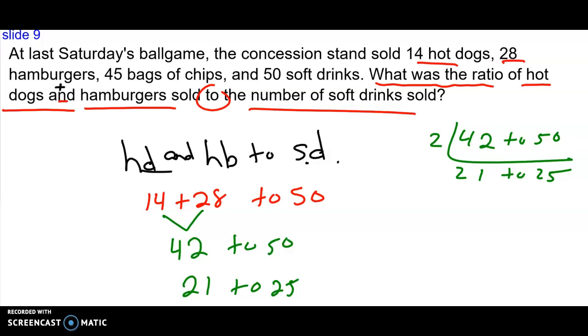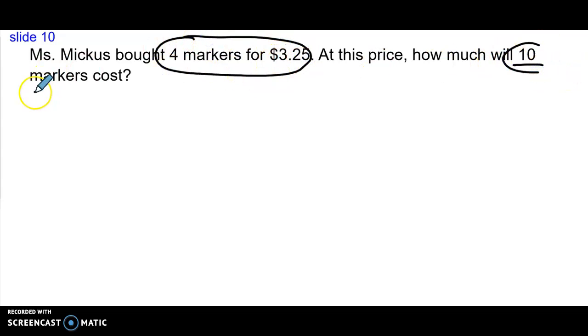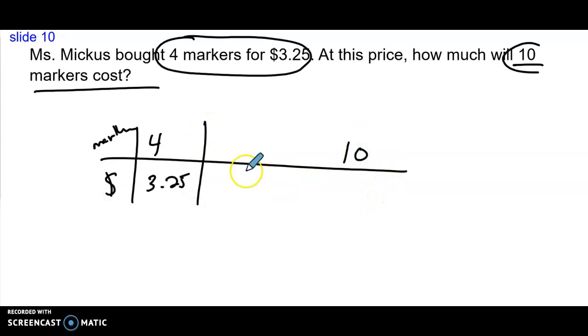All right, last problem. Miss Mickus bought 4 markers for $3.25. At this price, how much will 10 markers cost? Well, I know my rate is 4 markers for $3.25. I want to know how much 10 markers cost. So let's set up my ratio table. 4 markers, M-A-R-K-E-R-S, cost $3.25. Now, I need to know how much 10 markers cost.